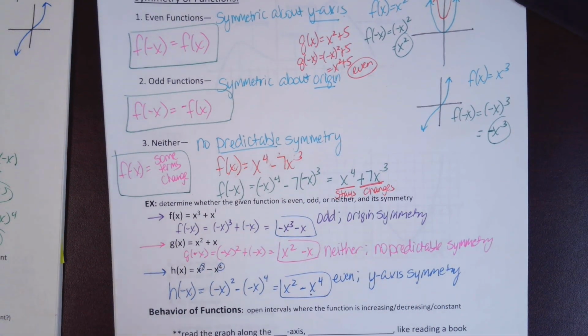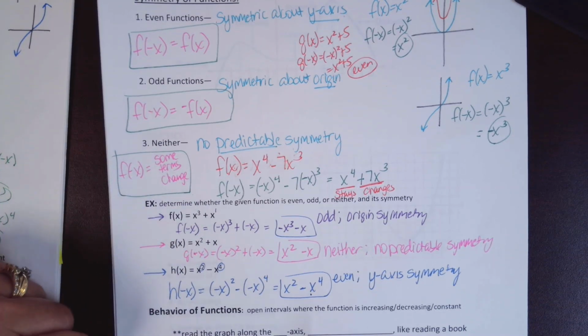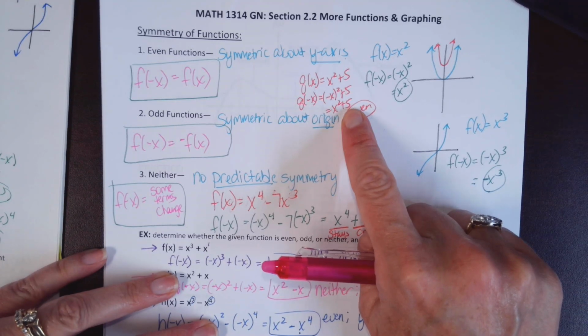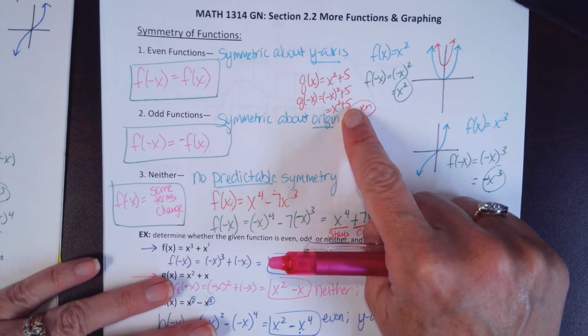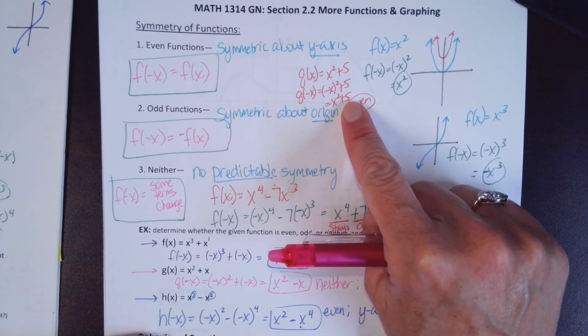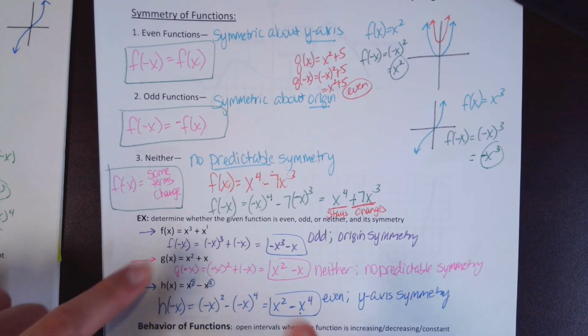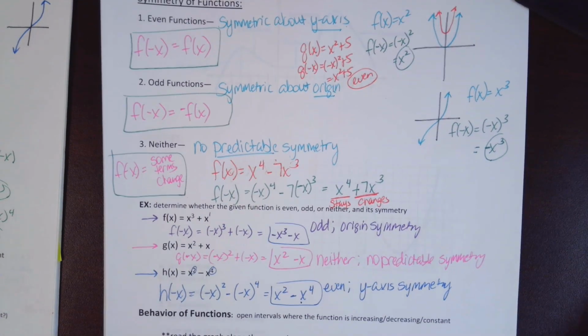Now, notice that for the two terms on each of these functions, none of them was a constant. A constant like this plus 5 here, a constant is constant. Constant means unchanging. That constant's never going to change signs. So a constant is fine with an even function. It's going to mess us up. We can't have an odd function with a constant because that constant is not going to change signs.